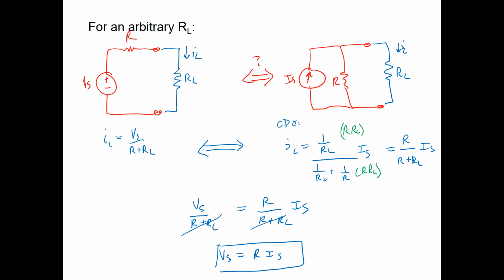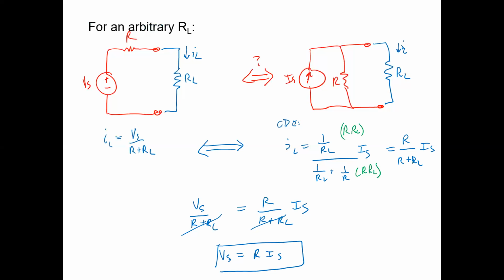If you do that, the current through the load, RL, is going to be the same whether you have the circuit on the left or the circuit on the right. The load won't be able to tell the difference. And this gives us a powerful tool to simplify things.